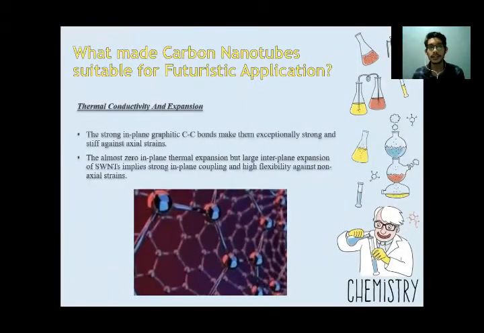Next is thermal conductivity and expansion. For carbon nanotubes, the strong in-plane graphitic carbon-carbon bonds make them exceptionally strong and stiff against axial strains, and the almost zero in-plane thermal expansion but large interplane expansion of single wall implies strong in-plane coupling and high flexibility against non-axial strains.